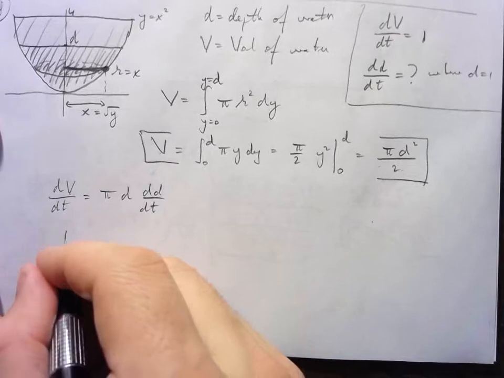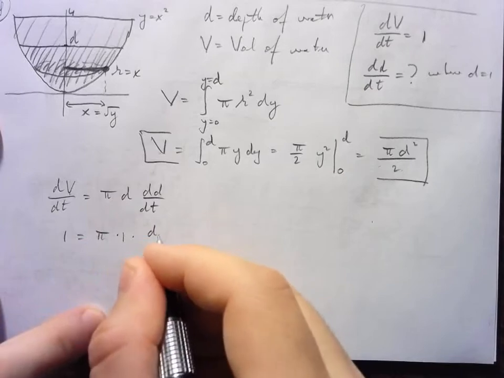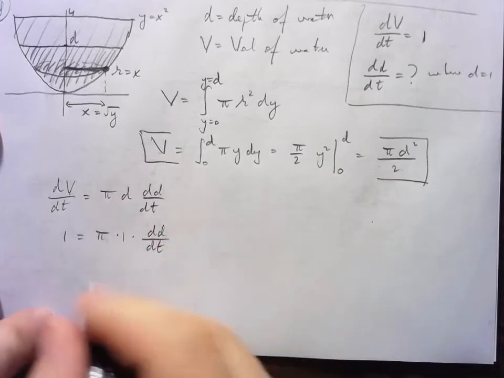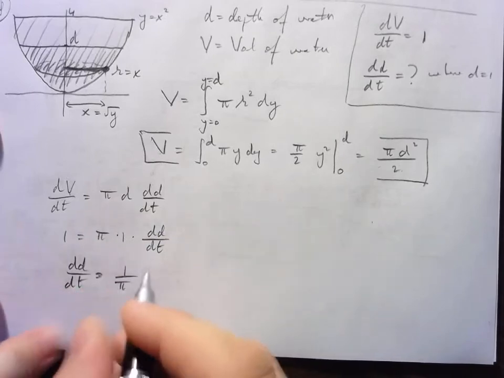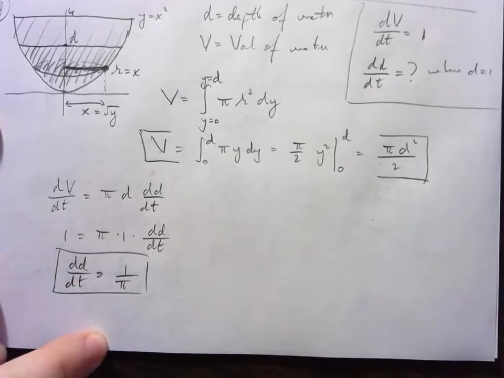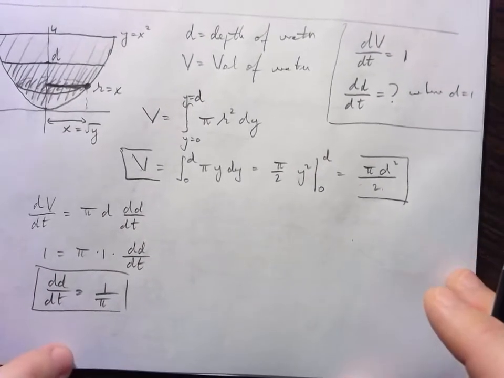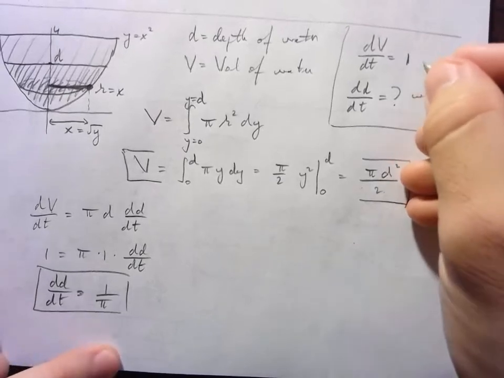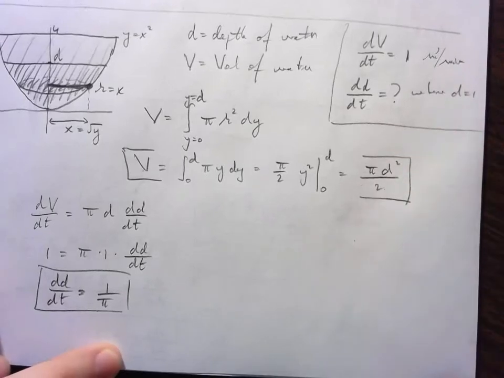And let's see, what do I know? I know that dV dt is equal to 1, d is equal to 1. I need to find dd dt, so dd dt should be 1 over pi. That's the answer, right? And I guess the unit would be meters per minute, because the volume was given in cubic meters per minute. So that's problem 18. Let's go ahead and look at problem 19 now.